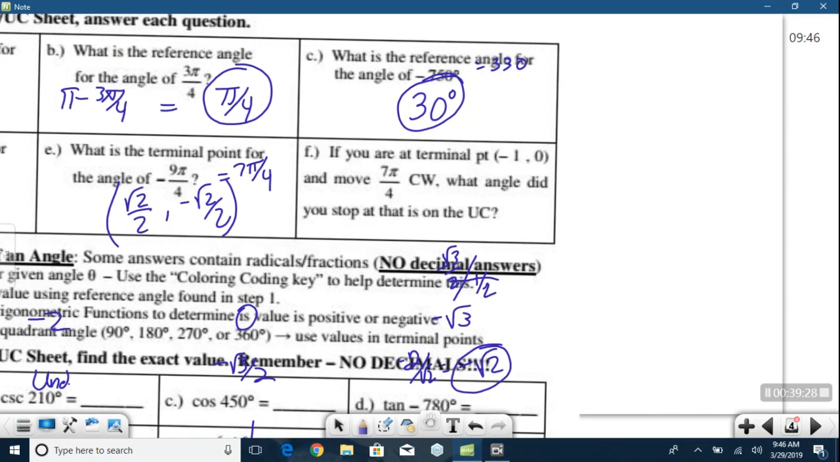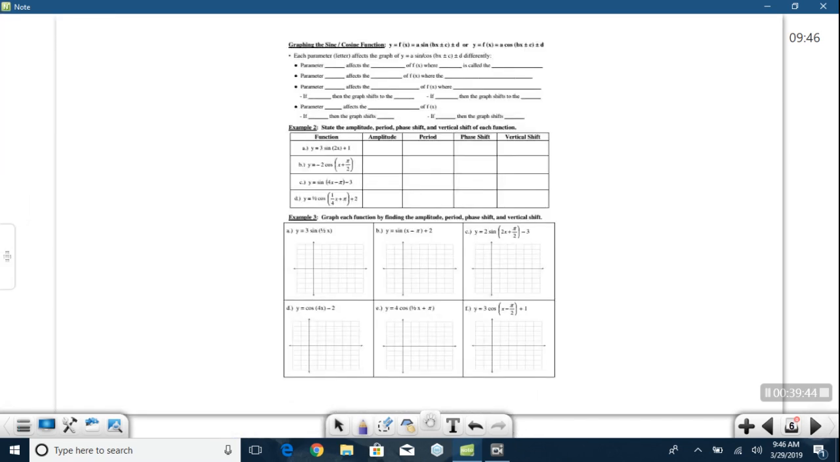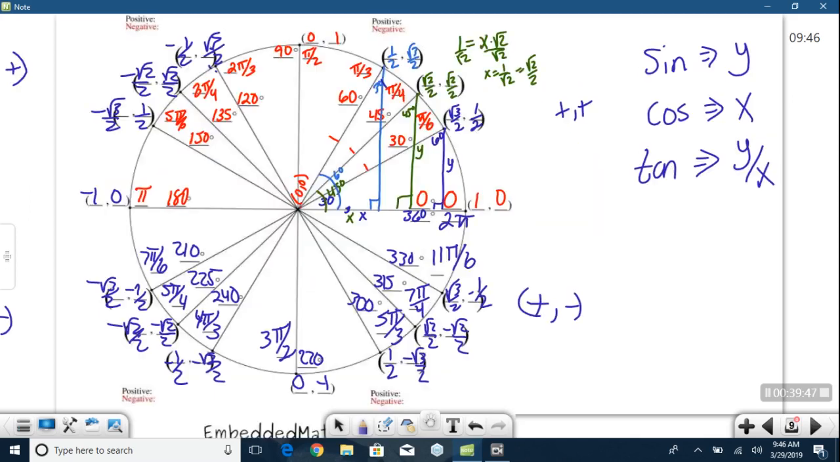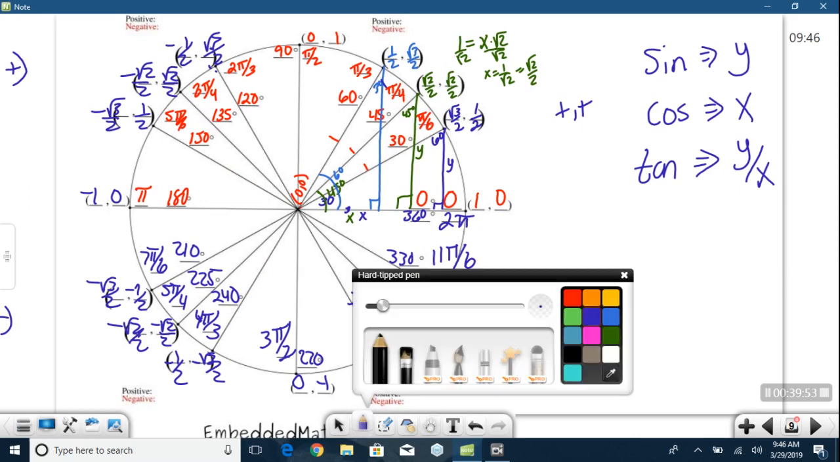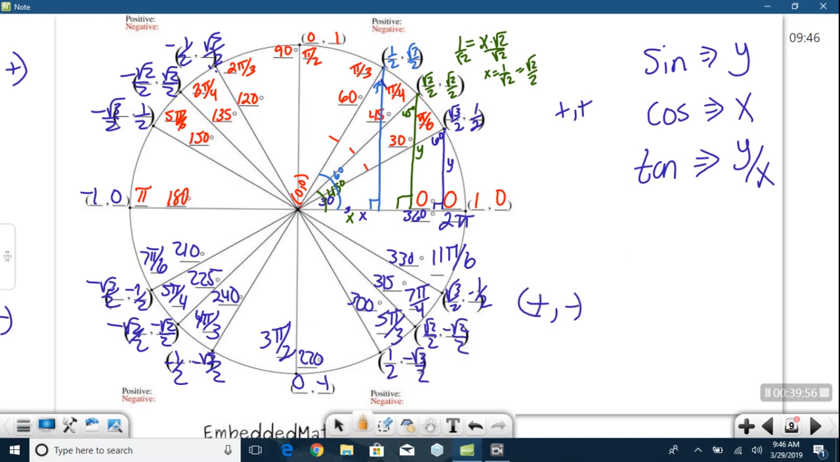All right, so example F. If you are at a terminal point negative 1, 0, and you move 7 pi over 4 units clockwise, what angle did you stop at? That is on the unit circle. Okay, so let's go to our unit circle. We're going to start here at negative 1, 0, right?